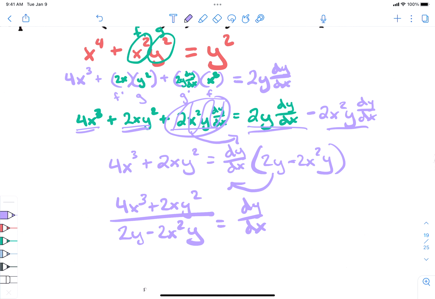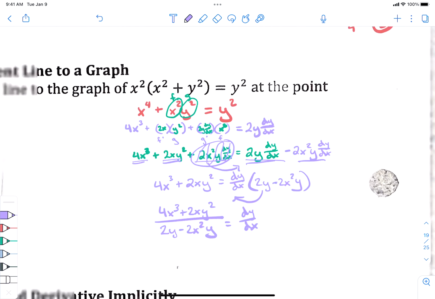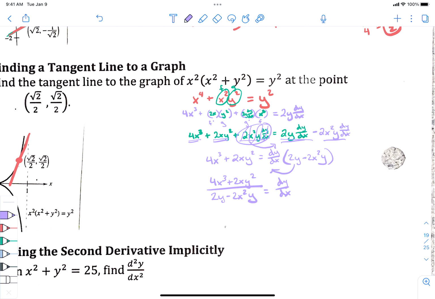Can we just leave it like that? But then they want us to plug this thing in. Can we just not plug it in and pretend that we did? Okay. So we would plug them in, but we are not going to for right now.